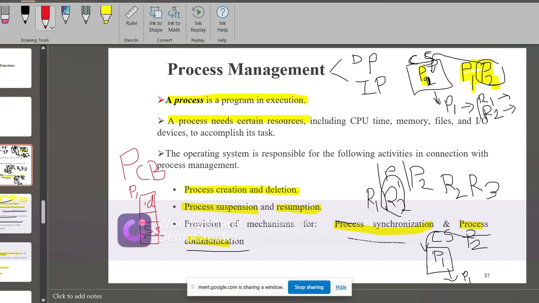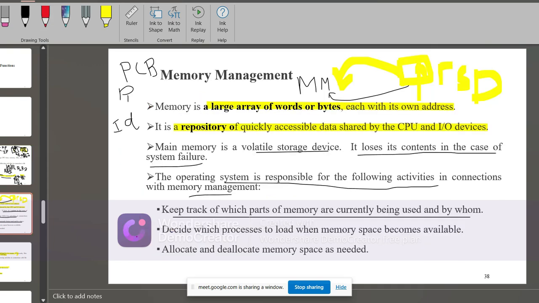Suppose currently process P1 stops its execution and is in the waiting state. So the state of a process is also stored in the process control block. All the details related to each and every process can be stored in a process control block. So we can say that for every process there is one PCB. For process P1 there is one PCB. For process P2 there is another PCB. And that can be managed with the help of memory management.